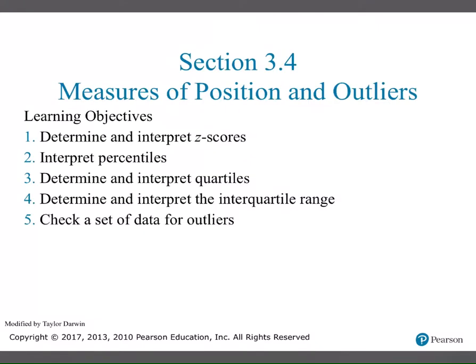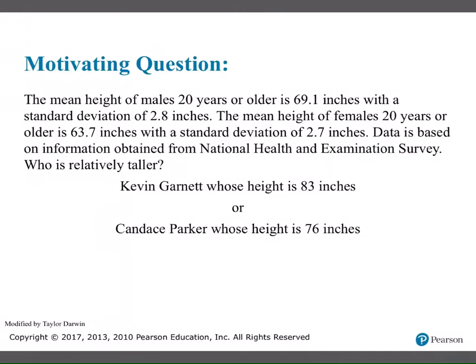Okay, so we're going to section 3.4. We actually don't do 3.3, and in 3.4 it says to measure position and outliers. And in this section, we're going to be talking about z-scores and percentiles, what it means to interpret quartiles, interquartile range, and find outliers. So we're going to be talking about this question. We're going to ask it first so you can kind of be thinking about it.